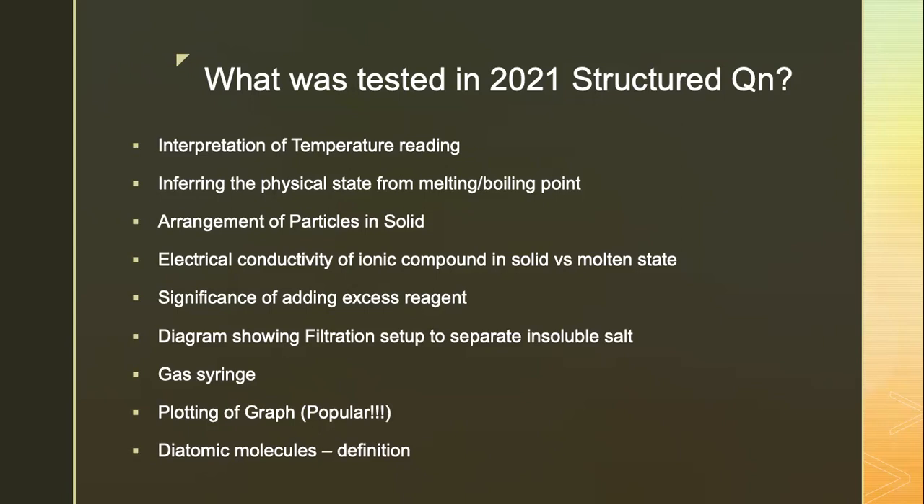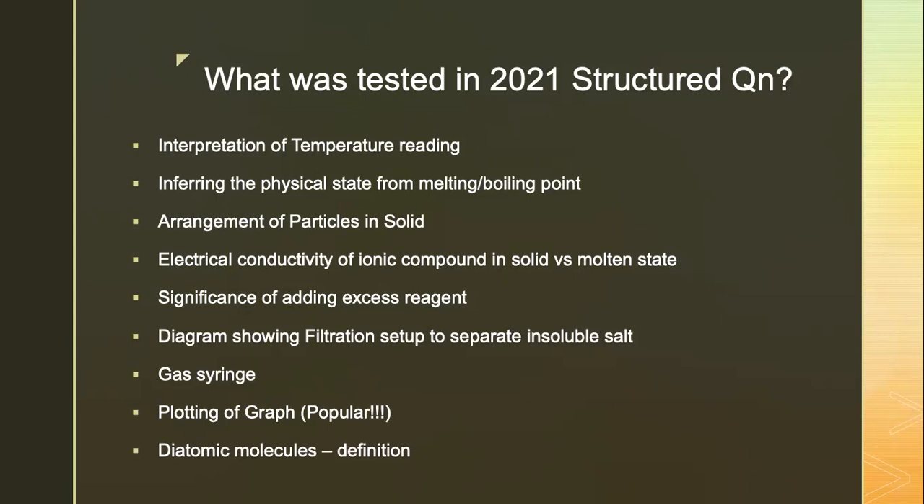Students were also required to show a diagram that shows a filtration setup to separate the insoluble salt from the soluble product. A gas syringe is used to collect gases as well as to measure the volume of gas. Every year, plotting of graph is one of the popular skills that will be tested in the N-level chemistry paper. Likewise, in last year's paper, this was tested.